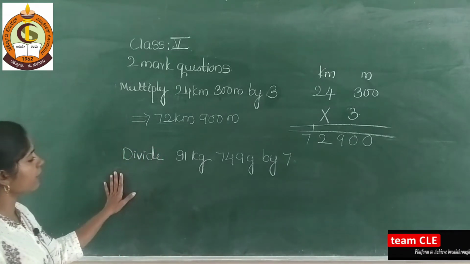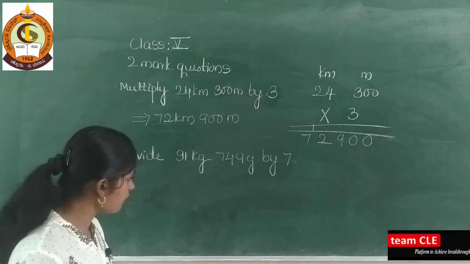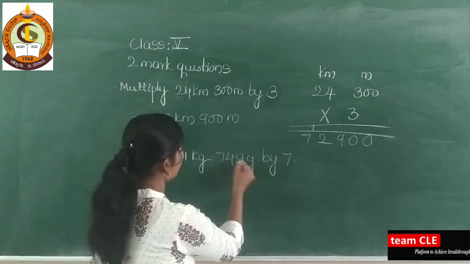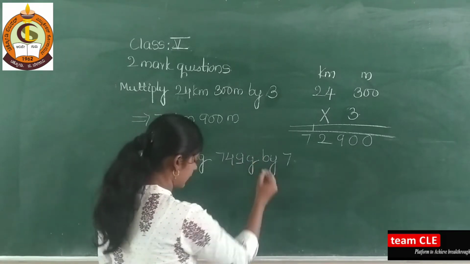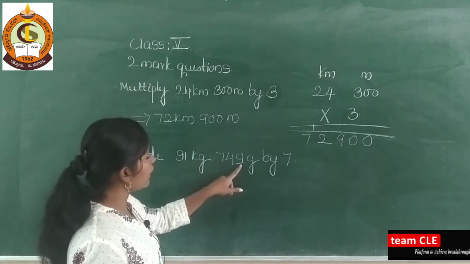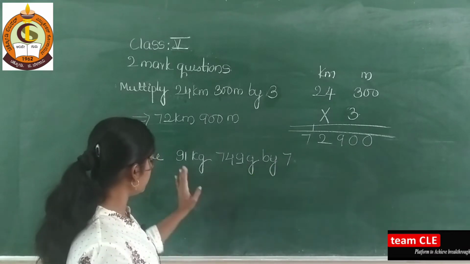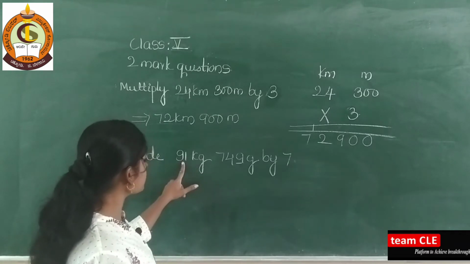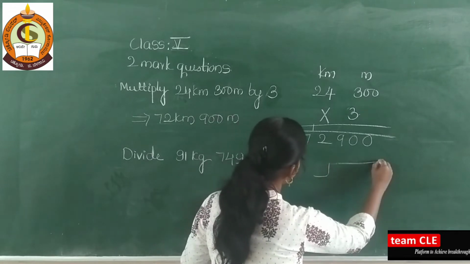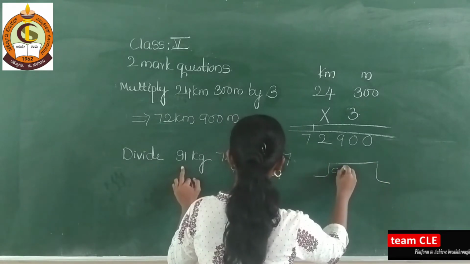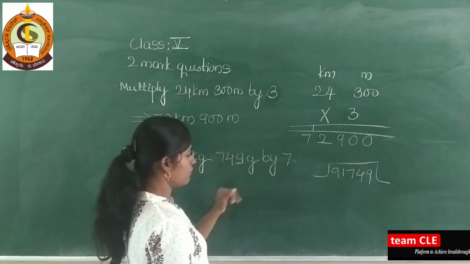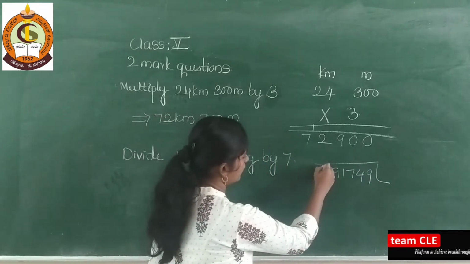Next, divide 91 kg 749 gram by 7. So I will write here 91,749 gram, and take 7 as the divisor.